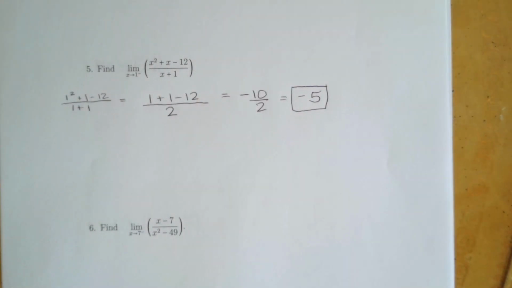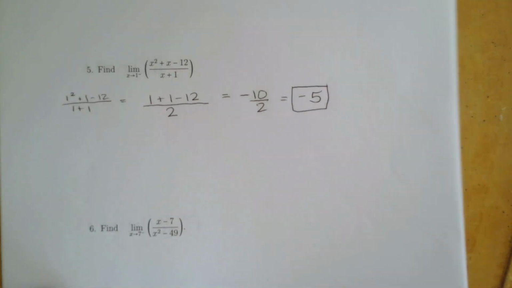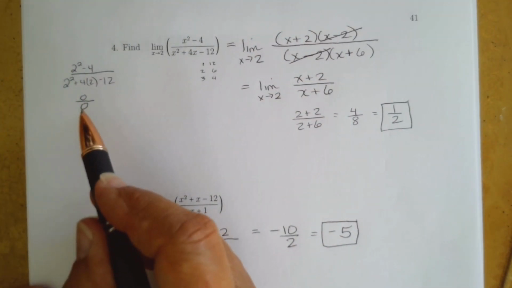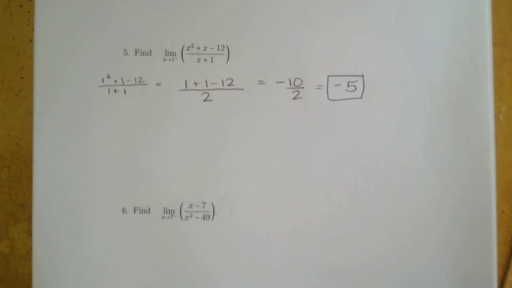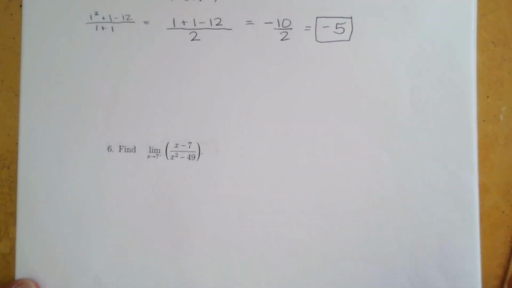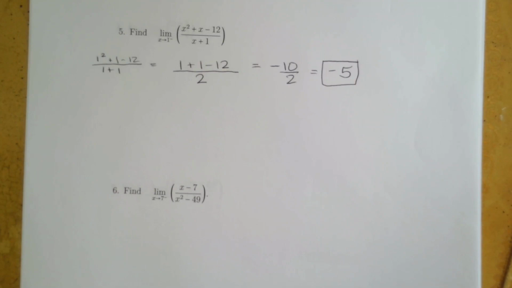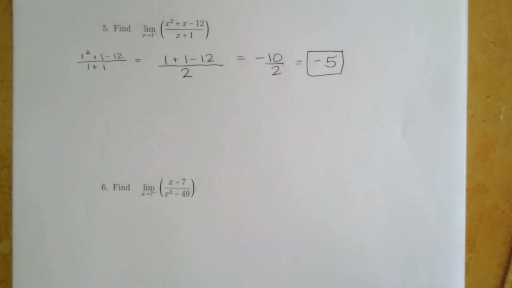Remember, if you plug it in and you get an answer, you are done. Okay? All right, so that one was just straightforward. I plugged it in. So sometimes you plug it in and you get an answer. Those are the nice ones. Sometimes you plug it in and you get this, which means you got to keep working. And we haven't done any yet where we get a number over 0, but I'm sure those are on here, so we'll keep moving. All right, so number 6, start by plugging in 7.